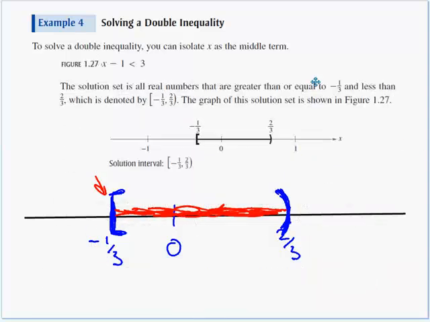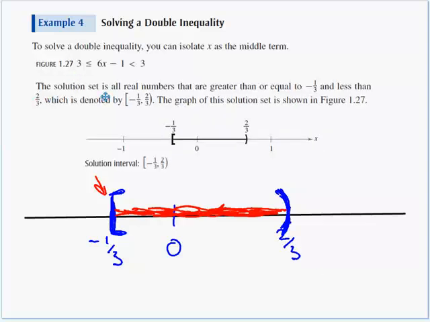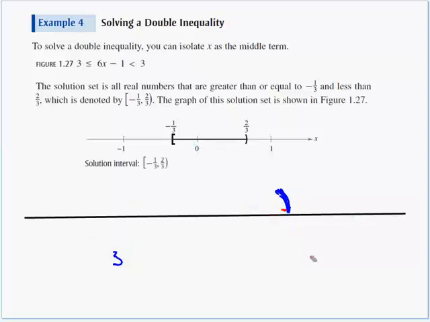Now let's see if this can add anything. The solution set is all real numbers that are greater than or equal to negative a third and less than 2/3. Denoted by this, we have our bracket, negative a third, comma, 2/3, parenthesis. The graph is shown here. I like mine better because it's in color.